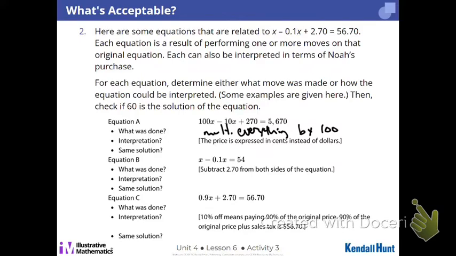What I need you to do as a table or a pairing at your table is tell me if it changes our answer from $60 jeans. Check it. Try it out. So let's do it to it.